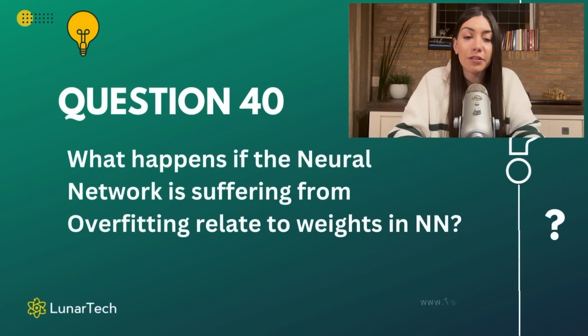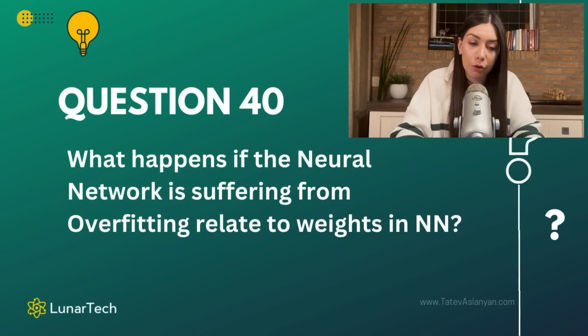The next question is, what happens if the neural network is suffering from overfitting related to weights in neural network? So there are two portions to this question. The first part refers to the overfitting problem, so you need to show that you understand how overfitting relates to neural networks. Usually this is similar to the overfitting of machine learning models. And the second part is to relate the overfitting to the weights in neural network. So let's start with the first part.